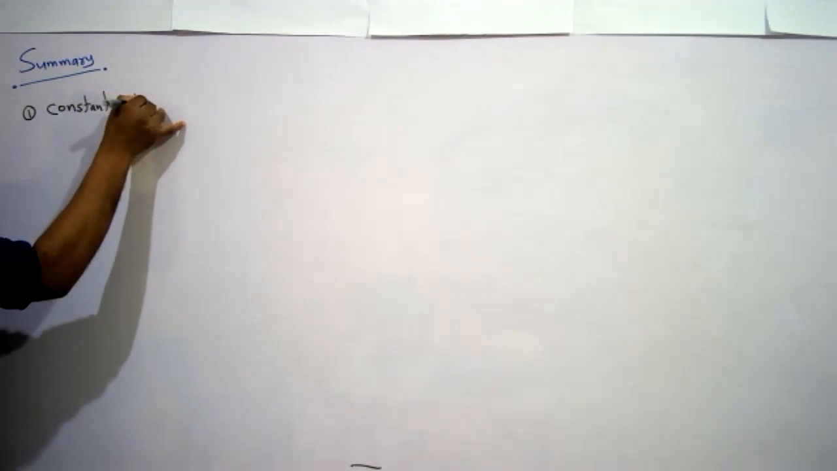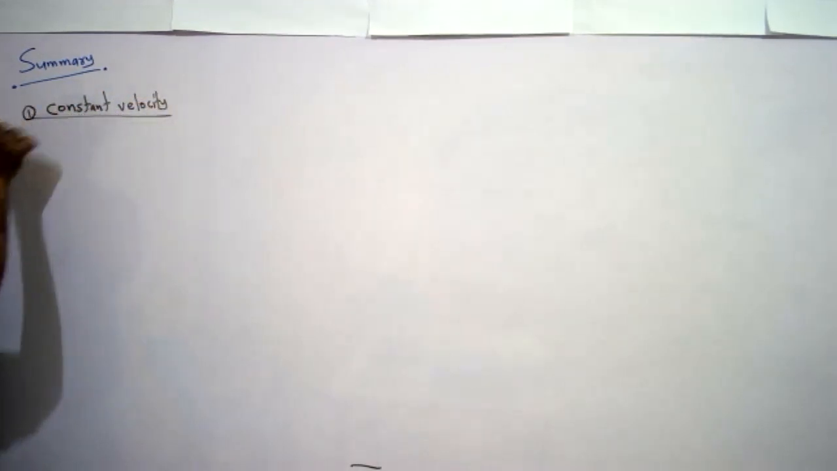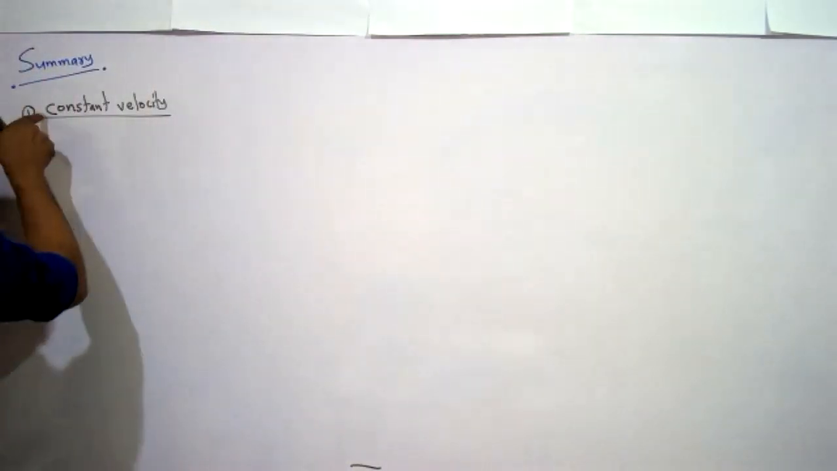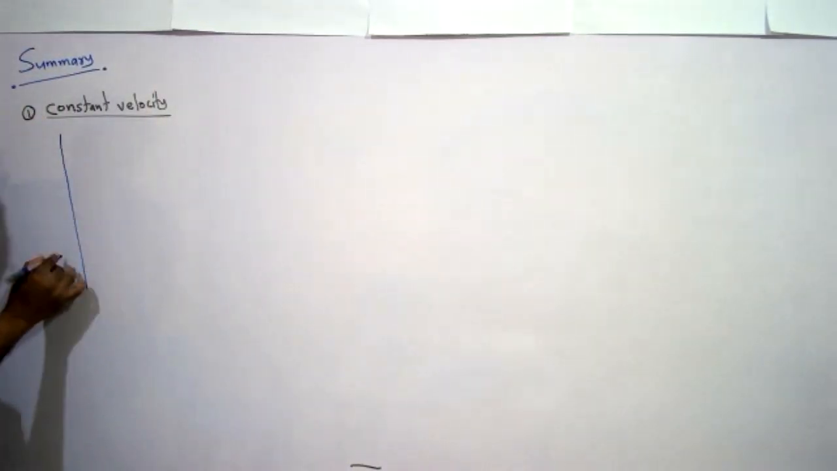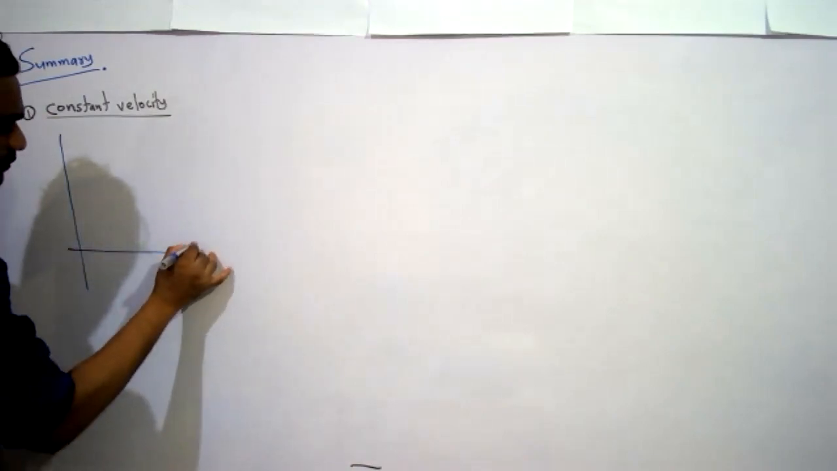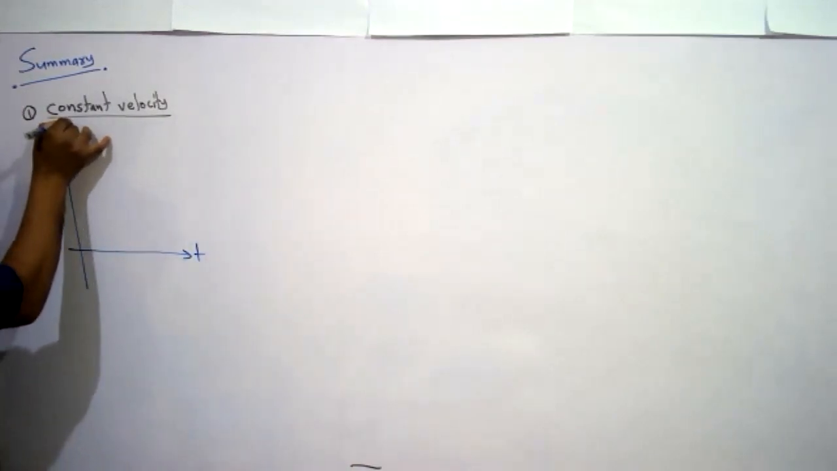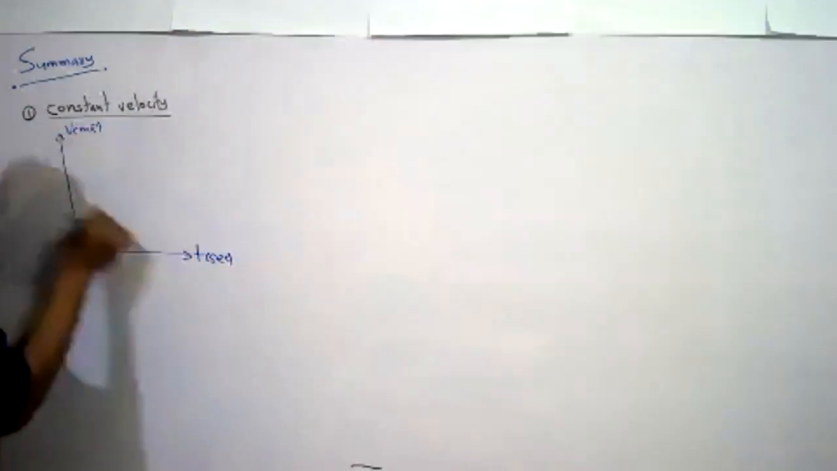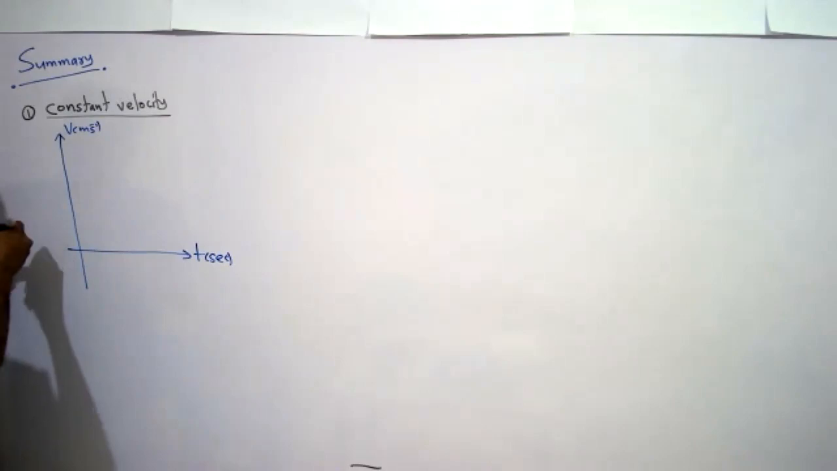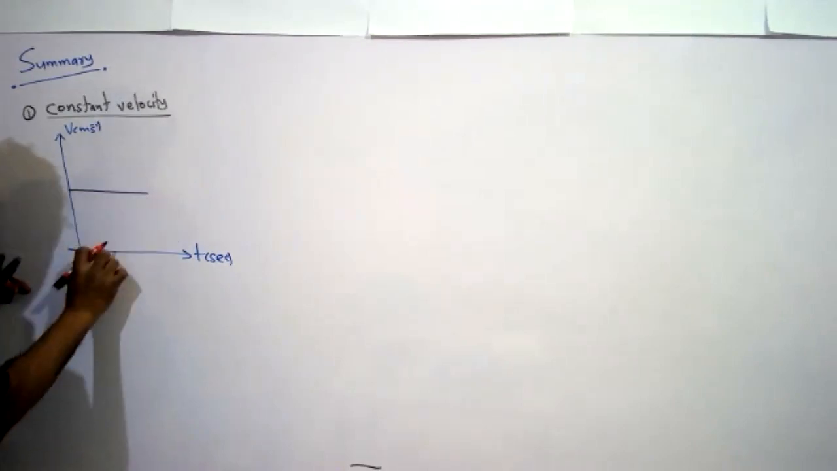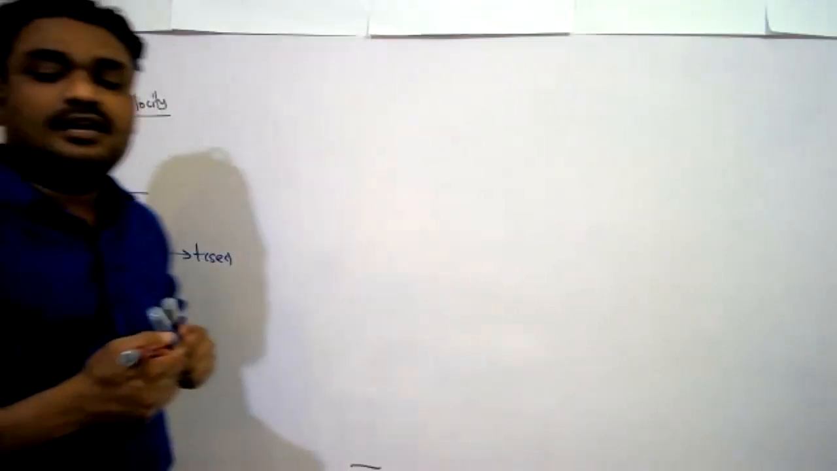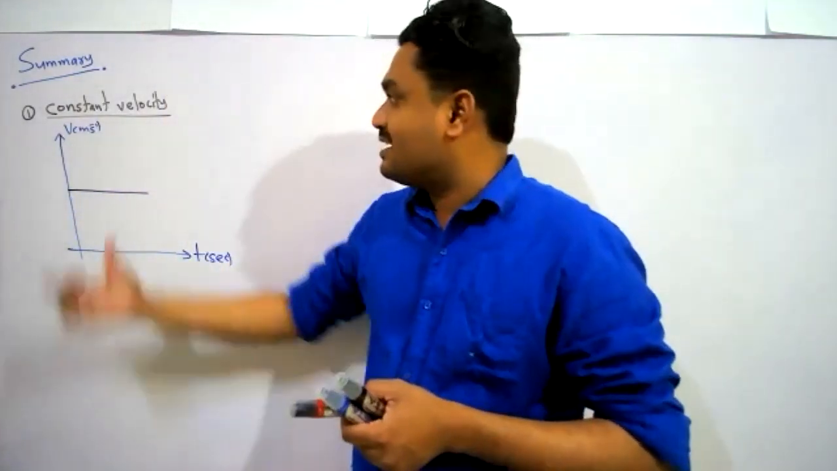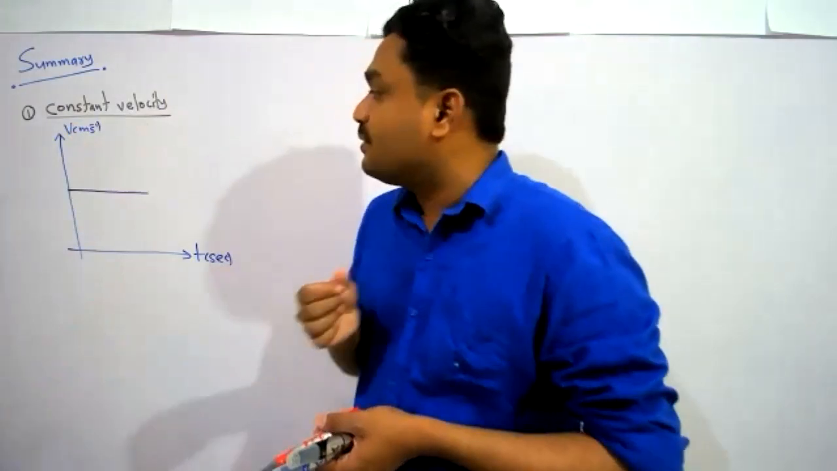Constant velocity. How do you represent constant velocity in a velocity time graph? That's the graph that we learned last week. In a velocity time graph, it's so simple to represent constant velocity. Just a straight line like this. This is how we represent its motion in the velocity time graph.